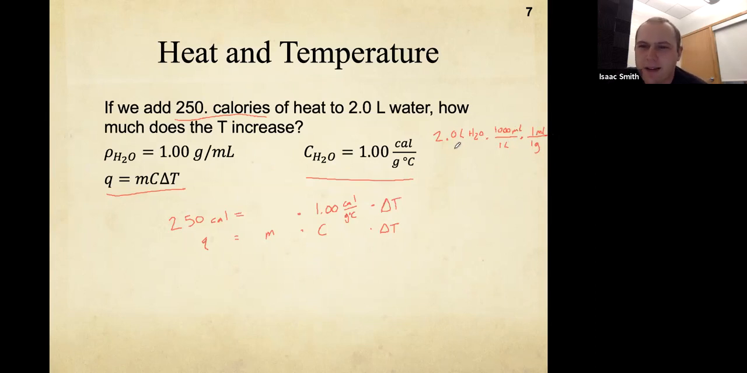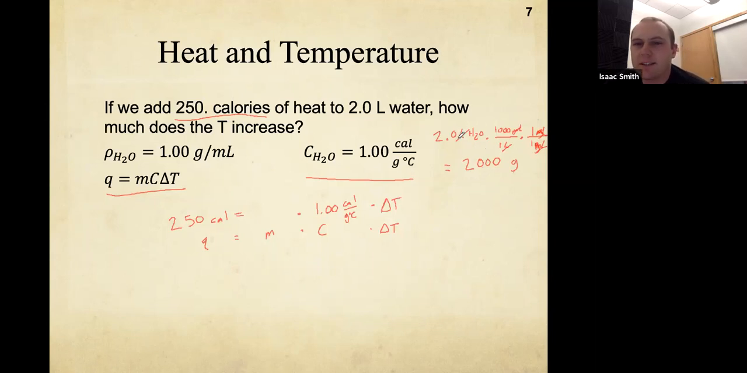So if you run through this math, we should get 2 times 1,000 times 1. So that'd be 2,000. Okay, your liters cancel out. Oh, sorry, this should be flipped. This would be milliliters on the bottom and grams on the top. Sorry, milliliters cancel out and you're left with grams. Okay, so 2,000 grams of water is what you have.